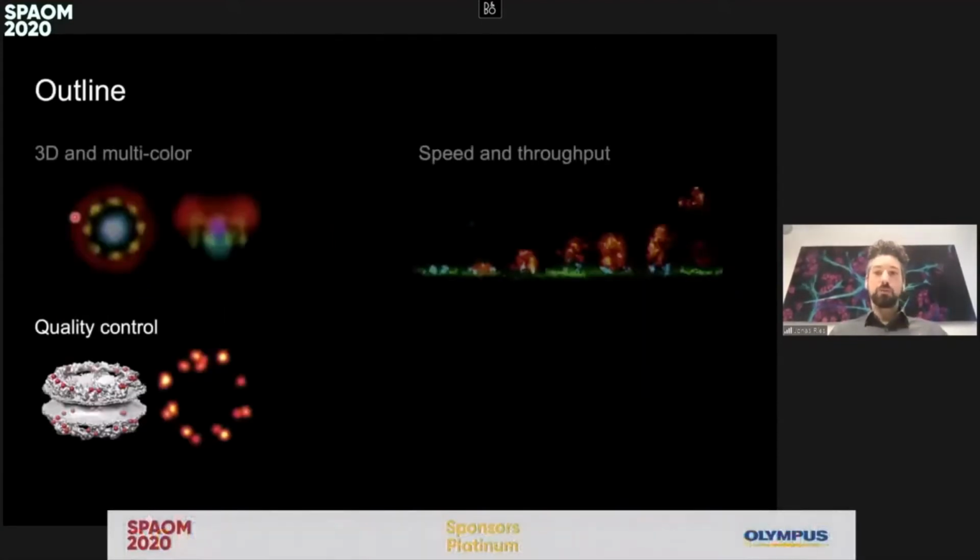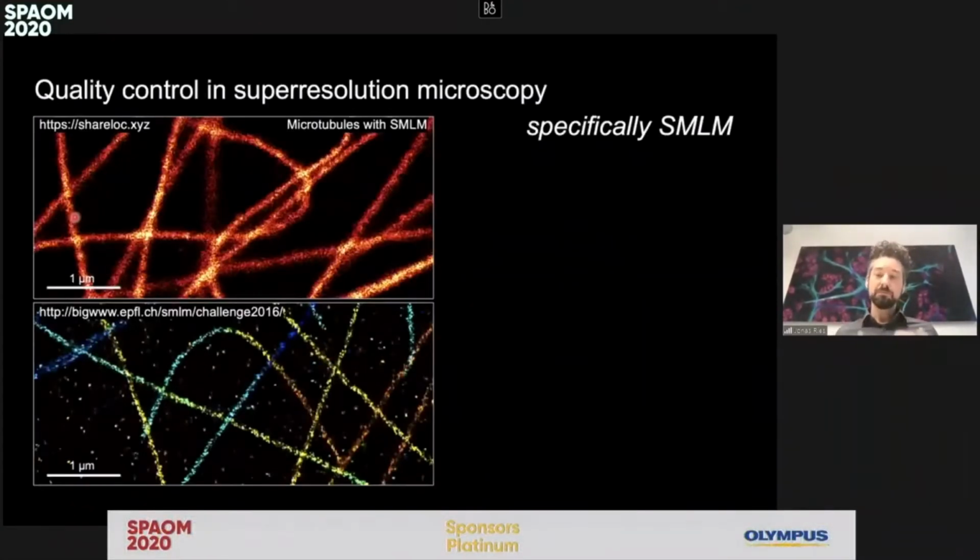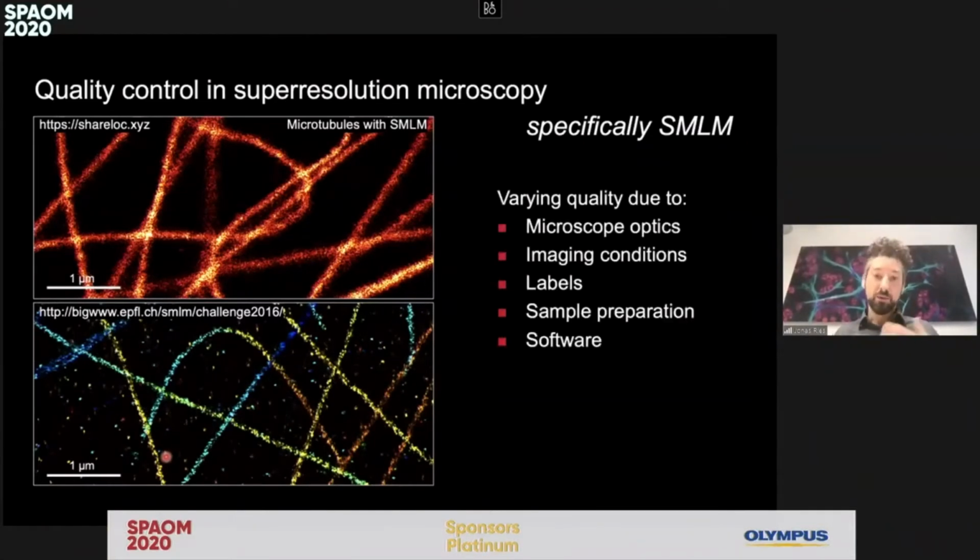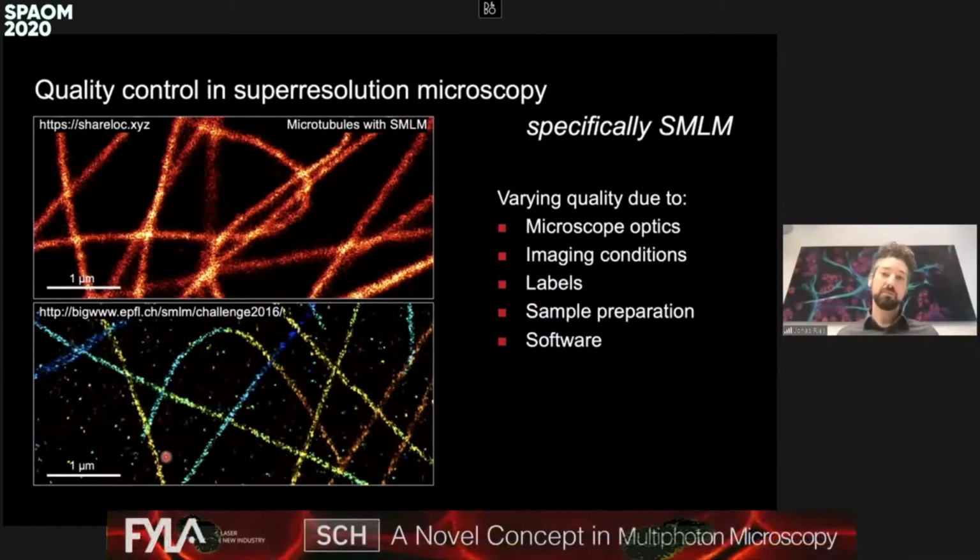So now I want to talk a bit about quality control, because this is something that I think was really missing in the field. And that made it very difficult for us to determine if our microscopes were as good as they were a year ago, or as good as the microscopes of another lab somewhere else. For example, you see here 2 publicly available data sets showing microtubules, both taken with kind of the same technique, single molecule localization microscopy, but these images don't look exactly the same. And the reason for this varying quality can actually be manifold. It can be due to the microscopes, due to the imaging conditions, due to the labels we use, the sample preparation protocols, and even the software we use for the analysis.